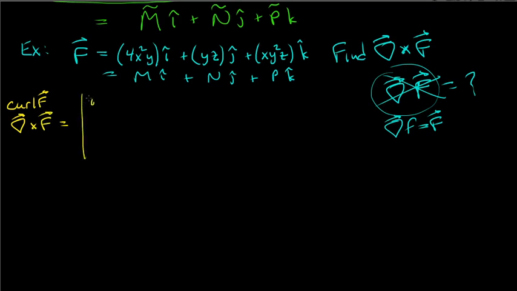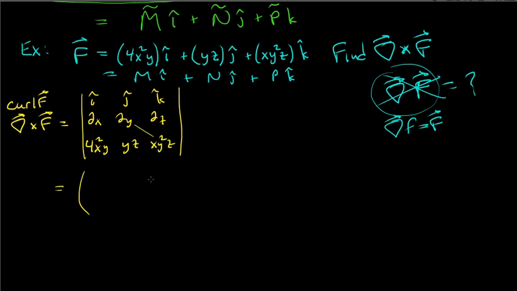I'm just going to write down the determinant: i, j, and k, then the x partial, the y partial, the z partial, and then the three components: 4x squared y, yz, and xy squared z. Now I can take the partial derivatives almost in my head. The y partial of xy squared z is 2xyz, minus the z partial of yz, which is just y. So that's the i component.